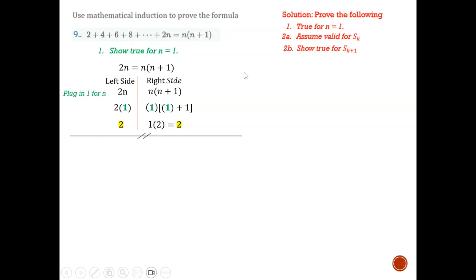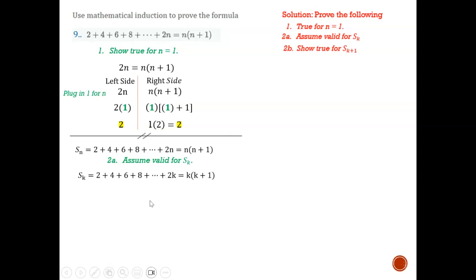Now the next step, guys, I have to assume true or valid for Sk, which means I'm going to substitute k for every n. Okay, now the next step, guys, is the most important one. I have to show true for S(k plus 1). So for S(k plus 1), I'm going to keep everything on the left side, and then I'm going to add k plus 1 where the k is.